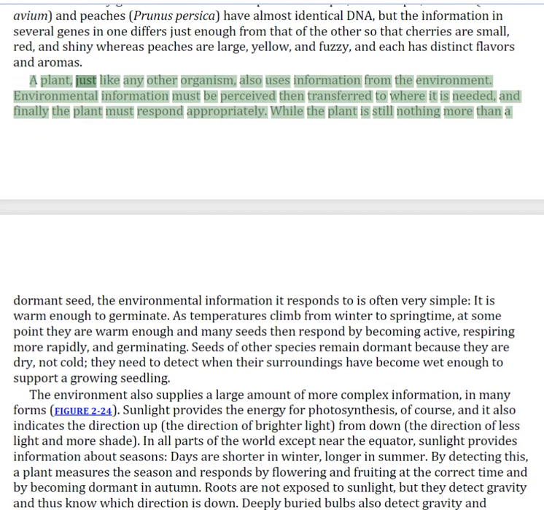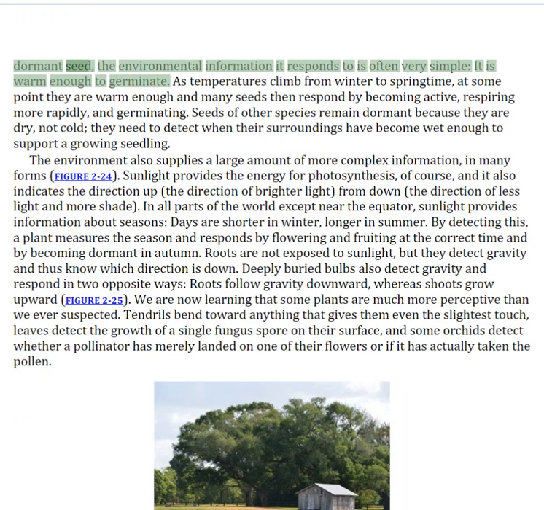A plant, just like any other organism, also uses information from the environment. Environmental information must be perceived, then transferred to where it is needed, and finally the plant must respond appropriately. While the plant is still nothing more than a dormant seed, the environmental information it responds to is often very simple. It is warm enough to germinate.